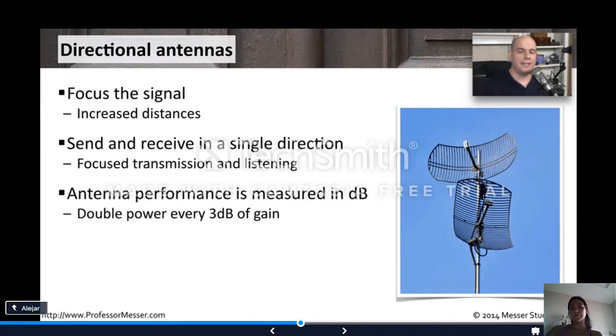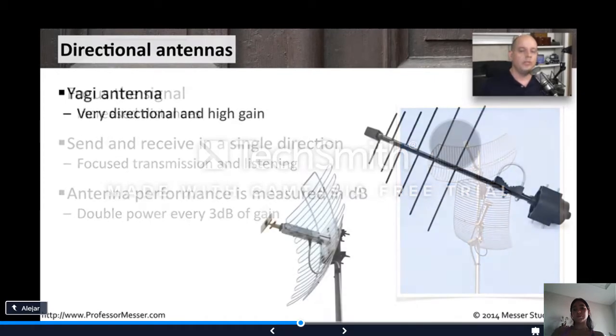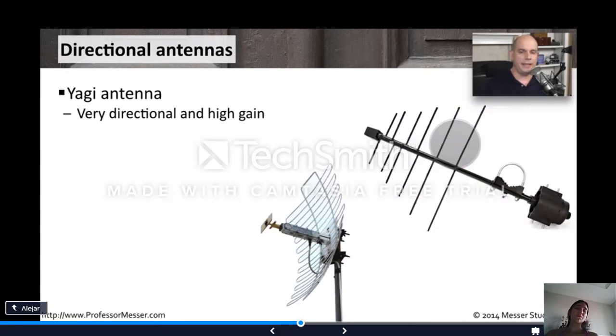The performance of an antenna is measured in decibels. This relative measurement means that if we're able to use an antenna to effectively double the gain out of a particular antenna, that means it increases by 3 decibels. And you can compare the decibel ratings of different antennas to get a feel for how that antenna might work for you. One type of directional antenna is the Yagi antenna. This provides us with a way to really focus our signal in one particular direction, and because of that, we get a very high gain from a Yagi antenna.